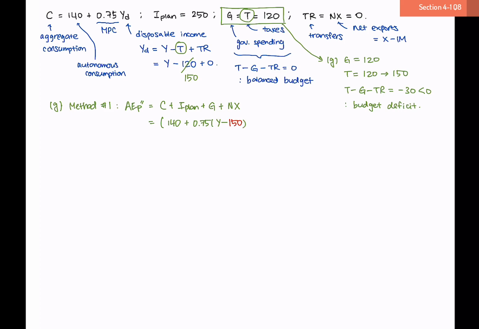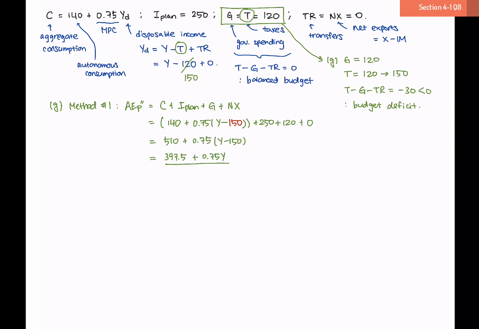The rest is the same. Our planned investment is still 250, government spending is 120, net exports is 0. This gives us 510 plus 0.75 of our disposable income at y minus 150. Or if we solve it further, it gives us 397.5 plus 0.75 of y.